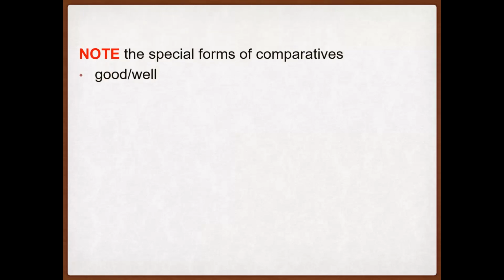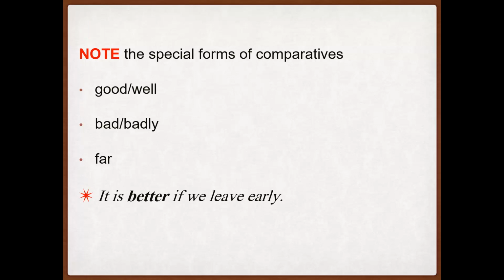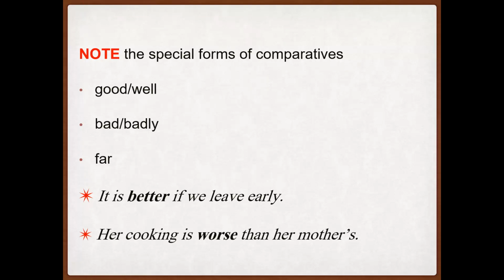Be aware of the special forms of comparatives, such as good, well, bad, badly, and far. For good and well, we use better. It is better if we leave early. For bad and badly, we use worse. Her cooking is worse than her mother's.